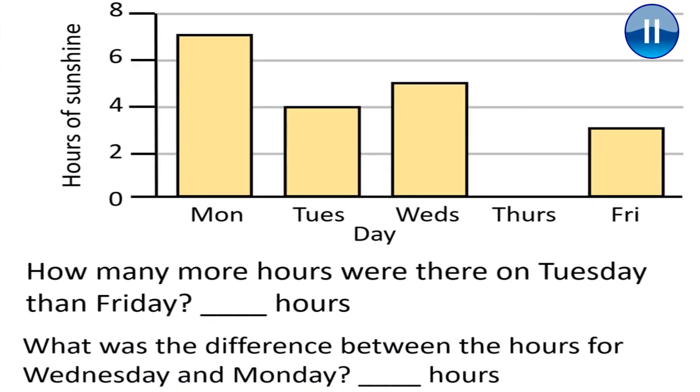Take a look at this bar chart. We have the hours of sunshine going up in 2s, and we have the days, Monday, Tuesday, Wednesday, Thursday and Friday. Using the bar chart, can you tell me how many more hours were there on Tuesday than Friday? What was the difference between the hours for Wednesday and Monday?